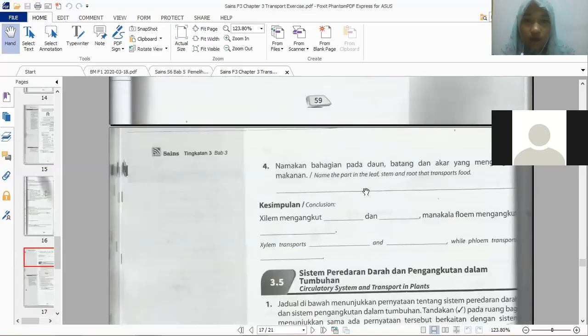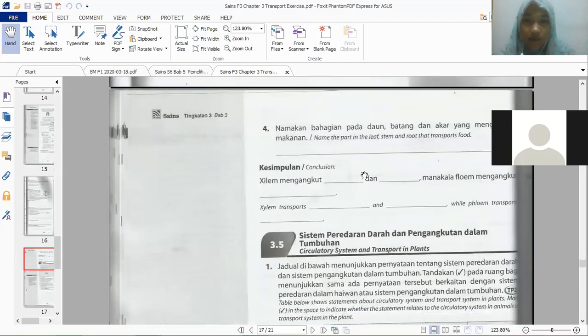Okay, so number 4. Name the part of leaf, stem and root that transport food. Okay, so dekat mana yang dekat leaf and stem and root that transport the food? What's the name? It is apa? Baru je kita belajar tadi. Answer? Apa nama part tu? Yes, phloem lah, correct. Because all part of this plant ada phloem, correct.